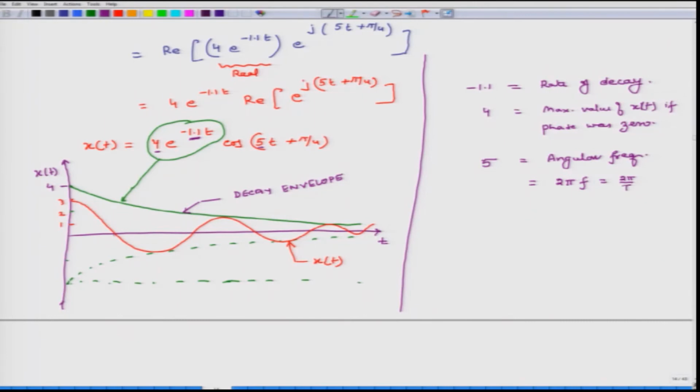And what is the time period? It is 2 pi by 5, but physically this is the time period on the graph. It is the distance between two peaks or two troughs or two places where it is cutting the x axis in the same direction. So, that is the time period. And then the last thing is pi over 4, which is this. This is the phase.